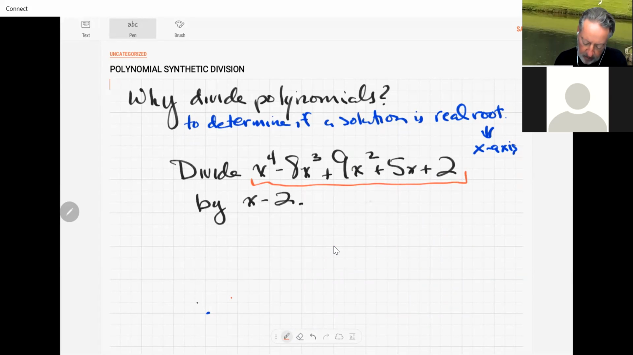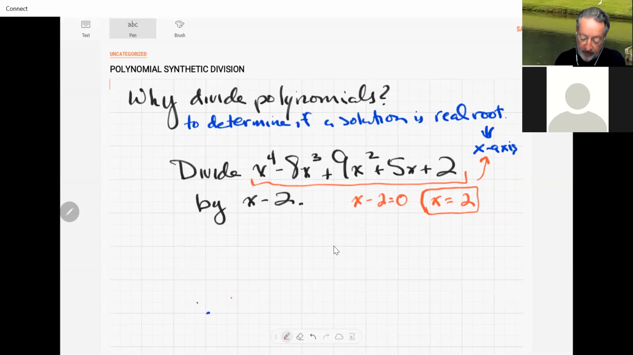What this will tell us is, when x minus 2 equals 0, that means x equals 2, because 2 minus 2 equals 0. So is 2 one of these roots? Does the graph hit the x-axis there? And this is one way to find out.